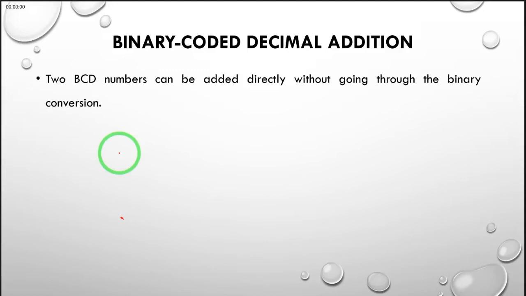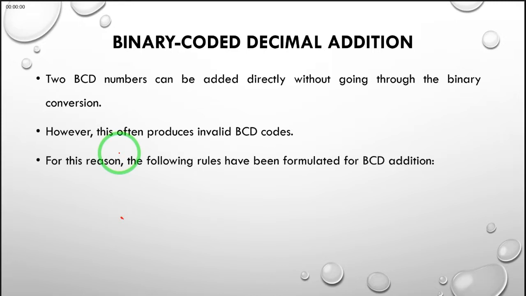So what if you are told to do BCD addition? That is, you are given two BCD numbers and you want to add them without going through the binary conversion. And you say that is possible. However, this often produces some invalid BCD codes, and for this reason, the following rules have been formulated to allow us to do BCD addition.